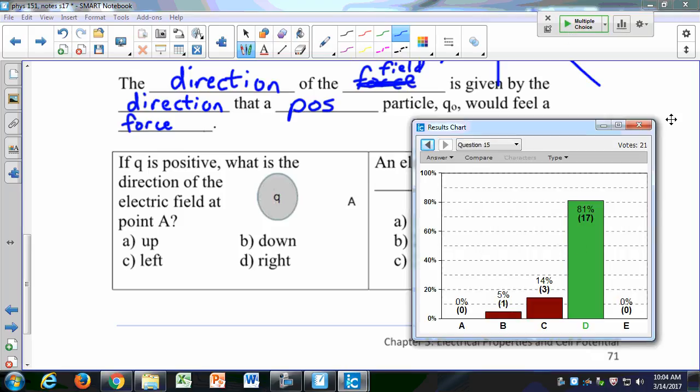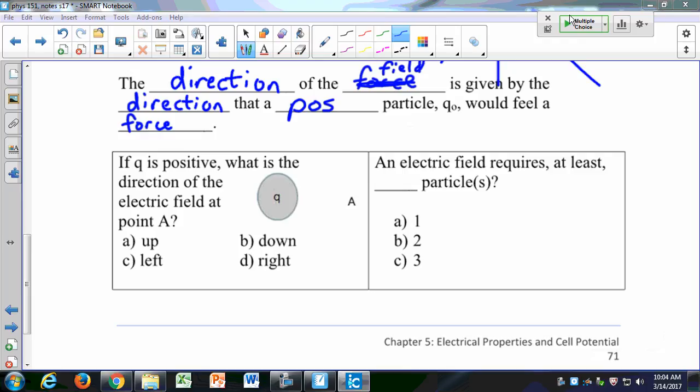Okay, very good. B is right. Tell me, what if Q was negative? I'll explain the first one in a second. But if Q was negative, what would be the direction of the electric field at point A?